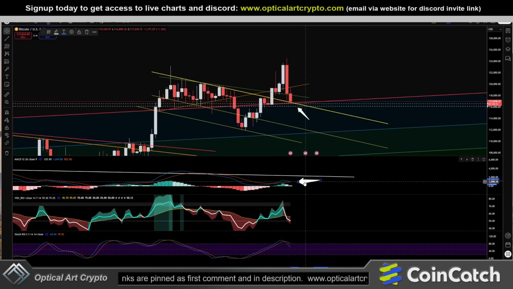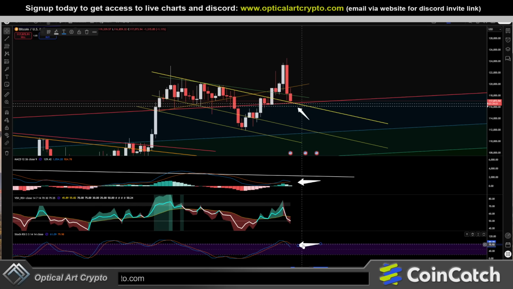We're about to get a cross on the MACD, possibly, depending on where price is. You can see the RSI is angling down here. That does not mean we cannot push up. This is a very good indicator, by the way. This is called VSH RSI plus.